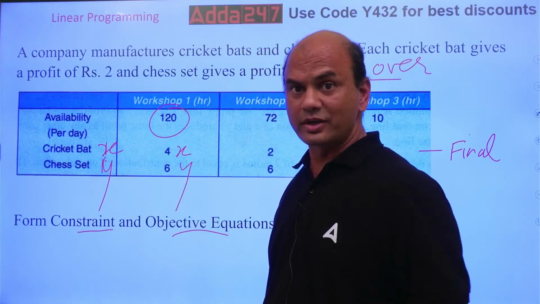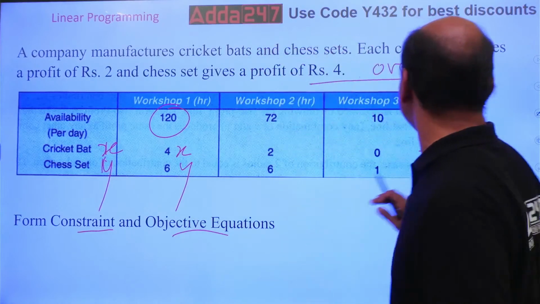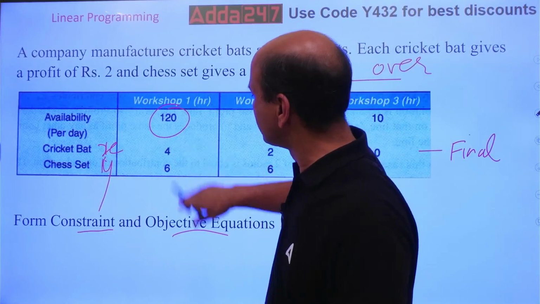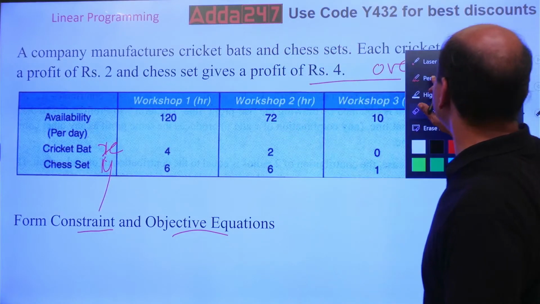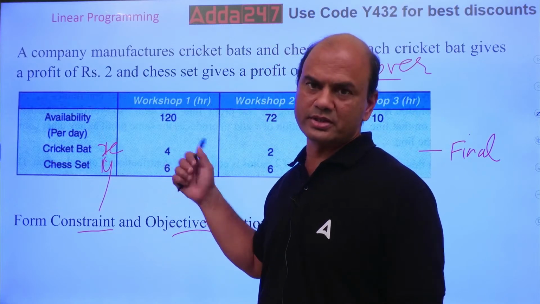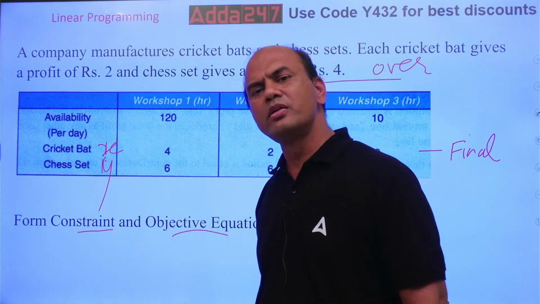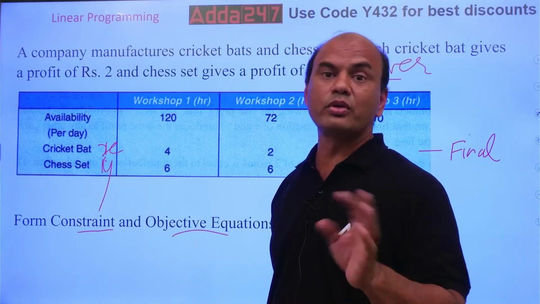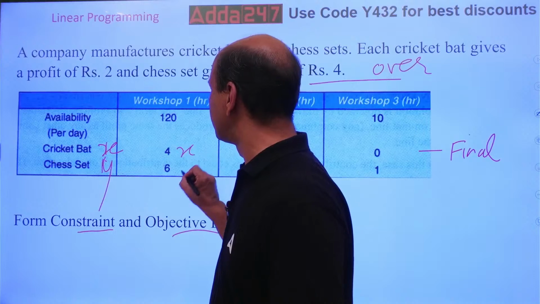Getting this point? Not getting it? See this. Let's say this is 4 hours. Now you tell me, I am preparing, let's say, 2 cricket bats. One bat requires how many hours? 4 hours. So 2 cricket bats will require how many hours? 8 hours. How did you get 8? 4 multiplied by 2. Similarly, 3 bats, 4 times 3; 4 bats, 4 times 4; X bats, 4x. So 4x, and 6y.